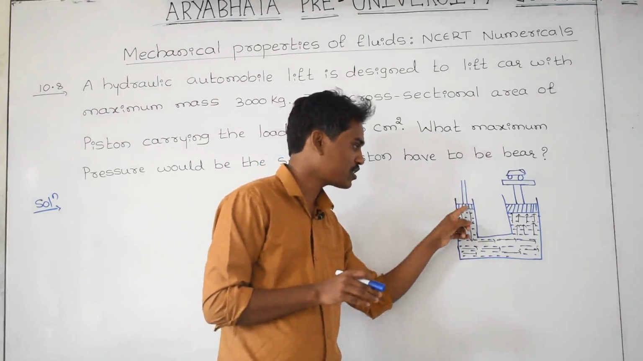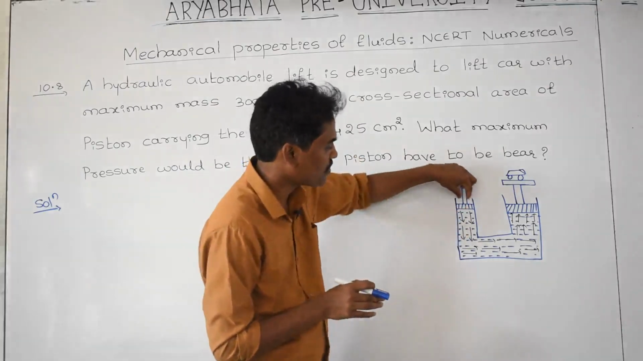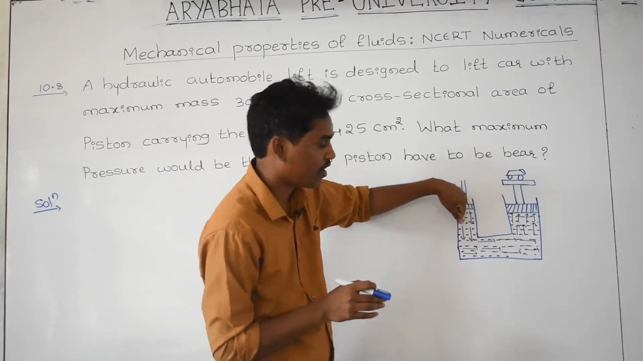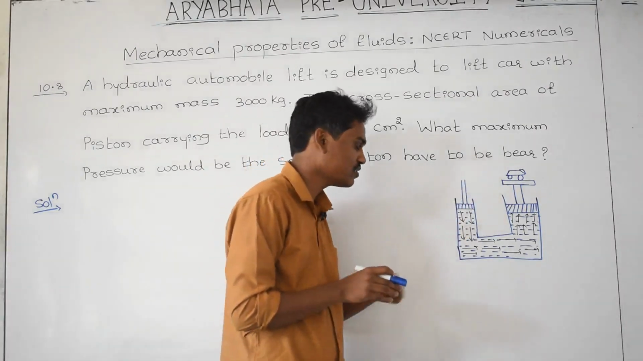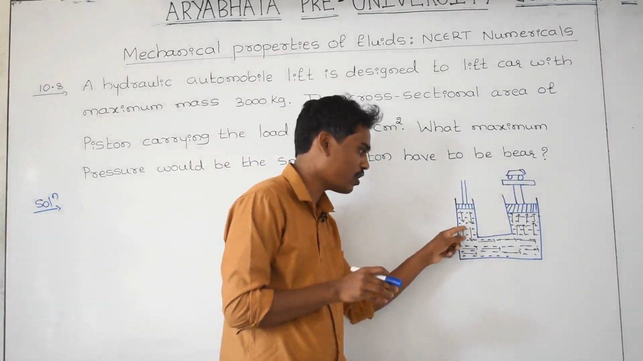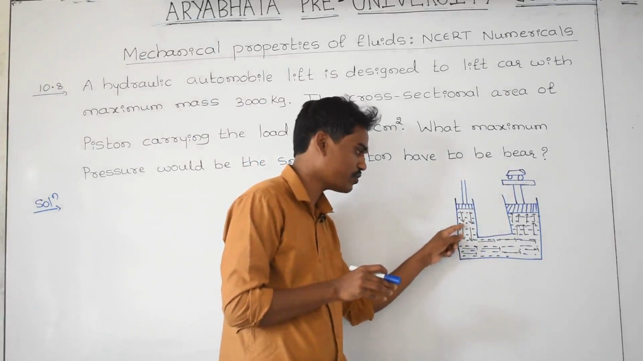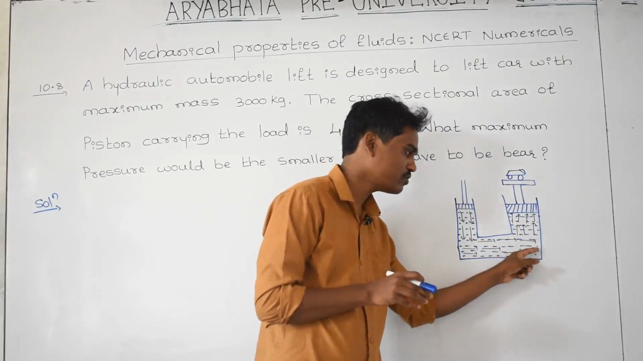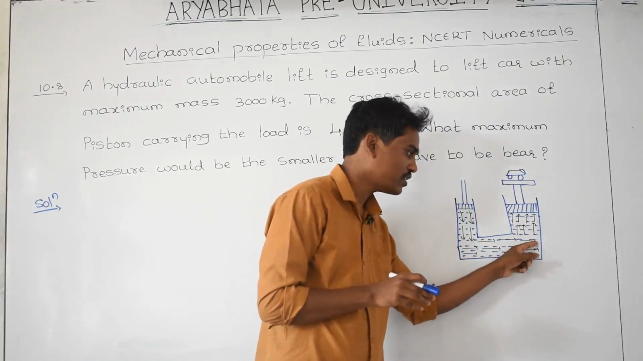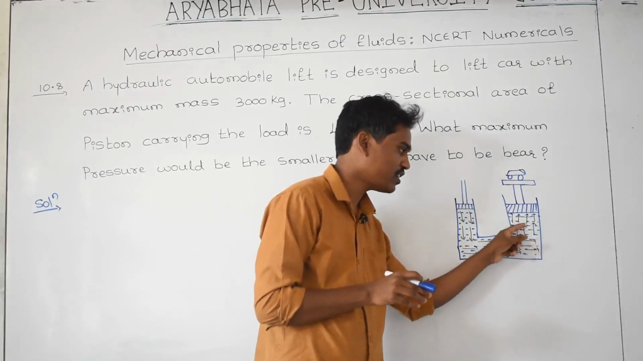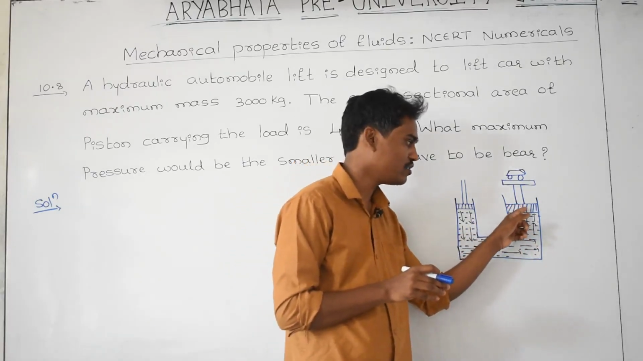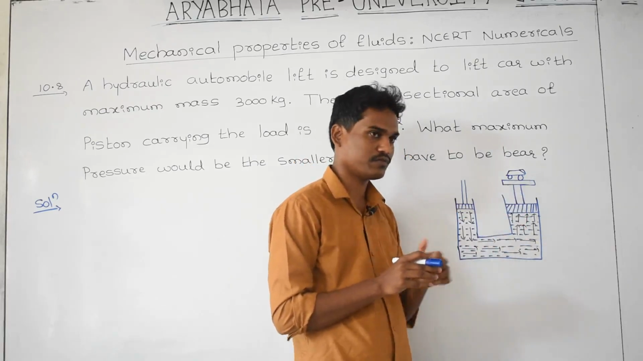After applying force on the smaller piston, this piston exerts a pressure on the liquid here, and according to the definition of Pascal's law, the pressure is equally distributed in all directions, and this pressure is equally distributed in this direction also, and here the pressure is transmitting in all directions equally. Finally it is applying on the bigger piston in upward direction.